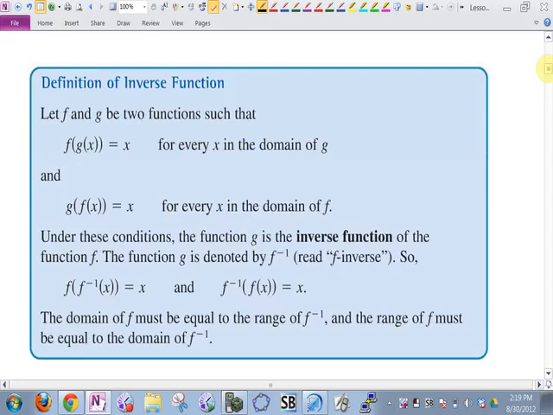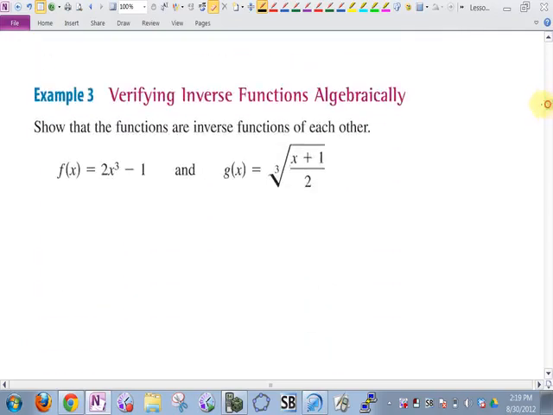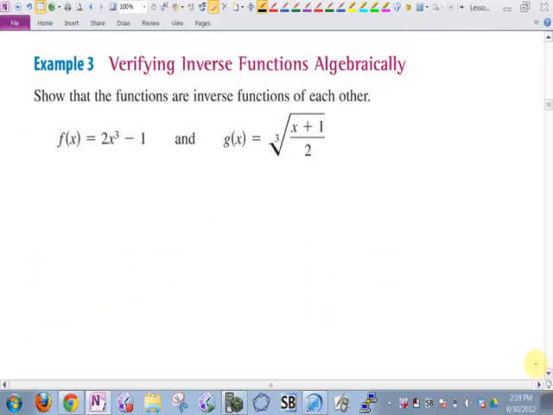Okay, ready to do some examples? We're going to start with a more basic example. Show that these two functions are inverses. I'm not asking you to determine if they are. I'm asking you to prove it. So that should change your entire mindset for how you do this problem, more importantly, how you show work for it. The proof.